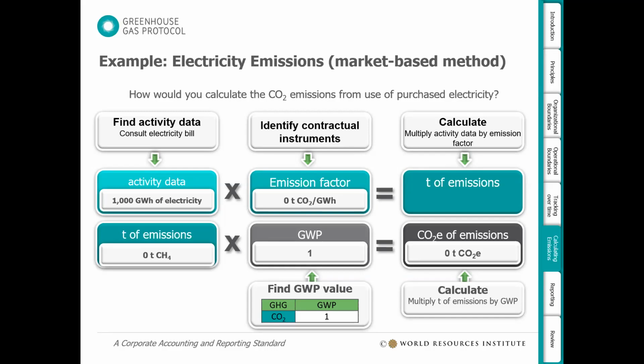Jennifer asks, is the use of revised GWP values one reason for recalculating the base year inventory? And yes, it can be. If a company adopts new GWP values and finds that the inventory has changed by more than 5%, say, then that would trigger a recalculation of the base year inventory.